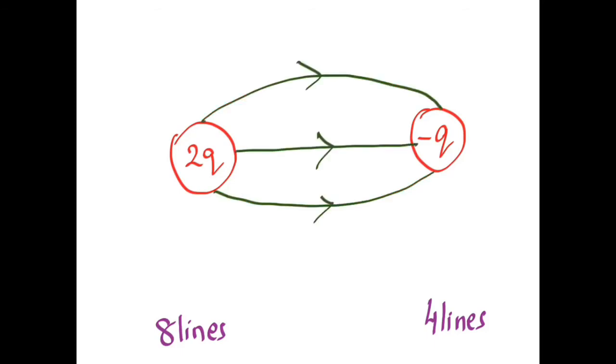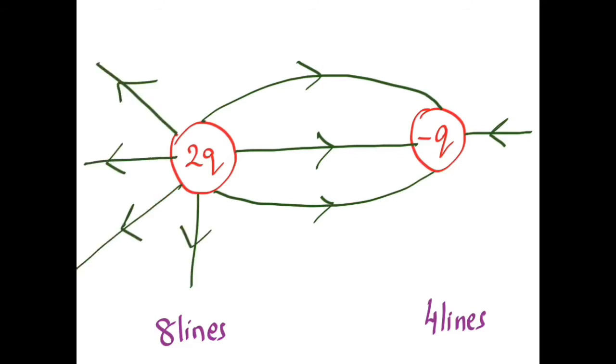Let's see another example. We have positive 2Q and negative Q. If we draw 4 lines for negative Q, then positive 2Q must have 8 lines. So we can see how we are drawing it. There are 4 lines entering into the negative charge, and you will have 4 more lines which are going to exit. So let's see how many lines we have drawn here.